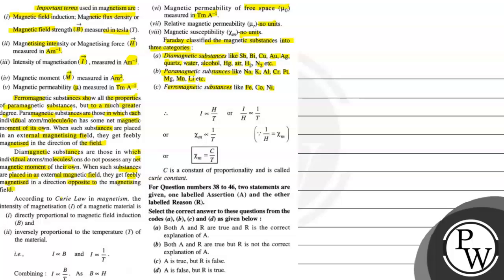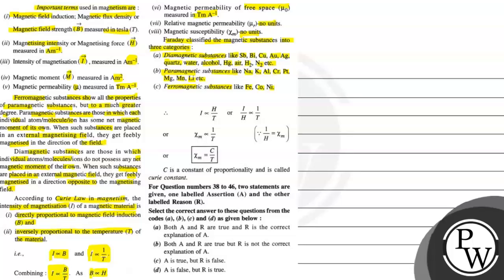According to Curie's law in magnetism, the intensity of magnetization I of a magnetic material is directly proportional to the magnetic field induction B and inversely proportional to the temperature T. So I is directly proportional to B, and I is inversely proportional to the temperature T. Combining them, I is directly proportional to B upon T. As B is directly proportional to H, I is directly proportional to H upon T, and we can say that I upon H is proportional to 1 upon T. Because I upon H is chi m, it becomes chi m equals C upon T, where C is the constant of proportionality and is called the Curie constant.